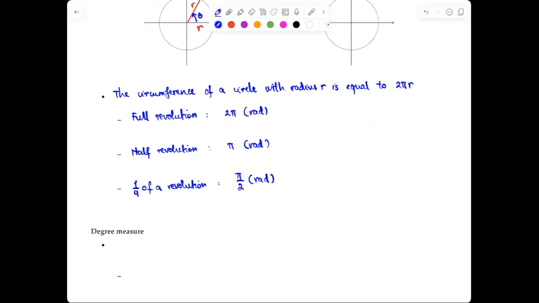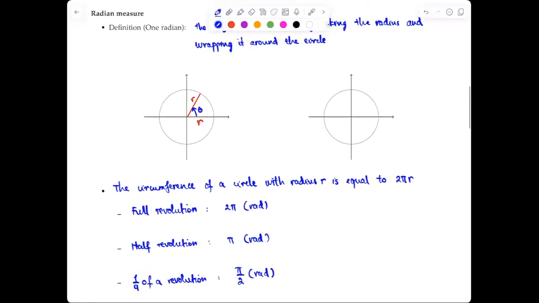Okay. So by convention, you always start at this point right here, and that point is 0 radian. That means there's no rotation, or the initial side and the terminal side lie on top of one another, and you have 0 radian.